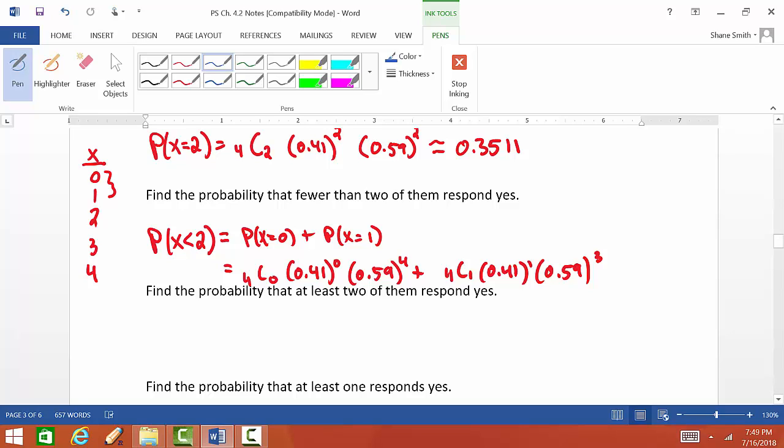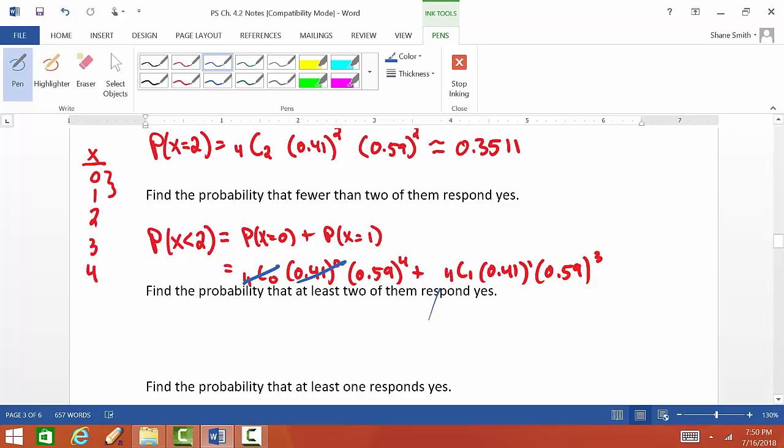For example, anything choose 0: if you have 4 objects and you're trying to find out how many ways you can select 0 objects, well, there's only one way to do it. You select 0 objects. That's it. So this is just 1. If you multiply by 1, it's not going to change your answer. Also, you should remember from algebra that anything to the 0 power is 1, so you don't need to put that in your calculator. So the only thing that really matters here is the 0.59 to the 4th.